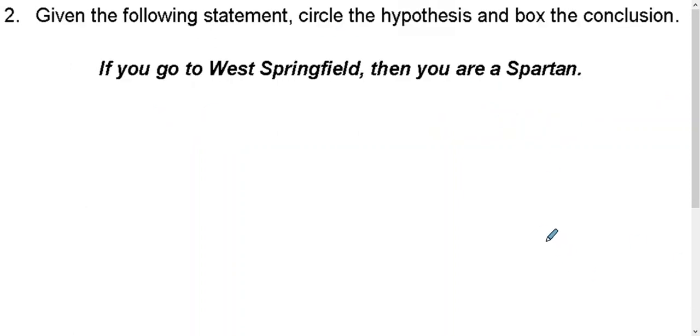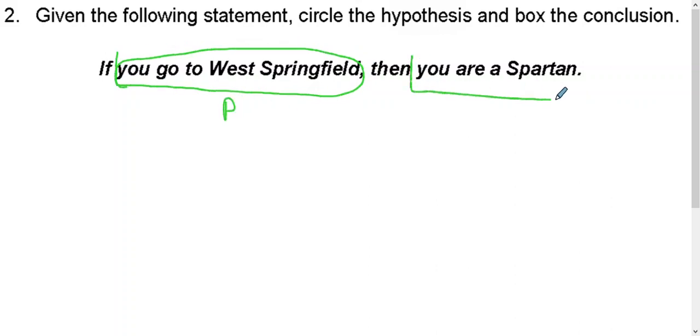Okay, number 2. Circle the hypothesis and box the conclusion. If you go to West Springfield, then you are a Spartan. This does not include the if and then. This part should be circled. The hypothesis, you are a Spartan, gets boxed, and that's the conclusion. If you remember, we call them P's and Q's.